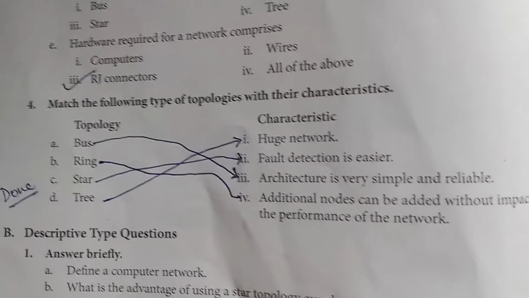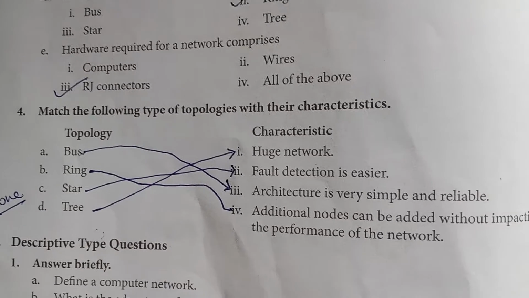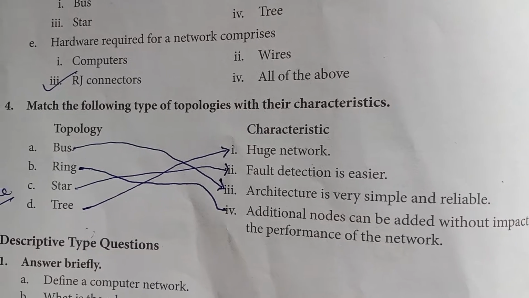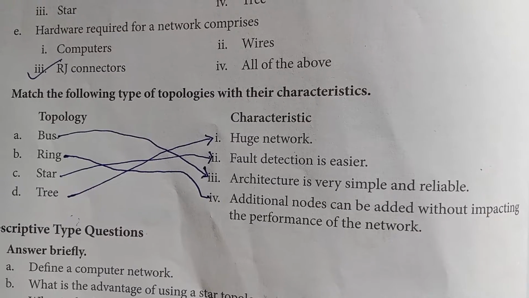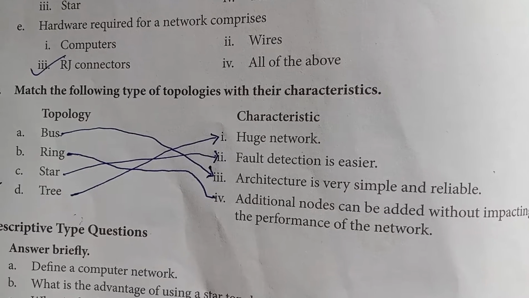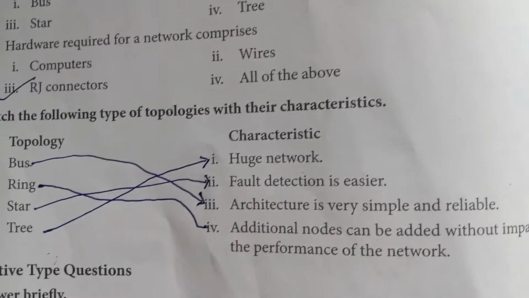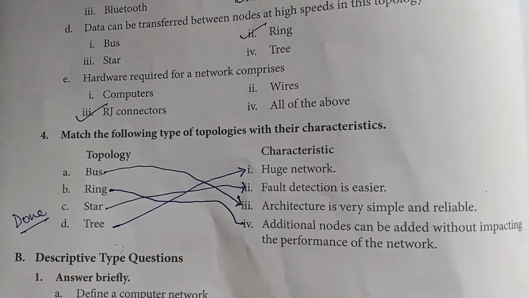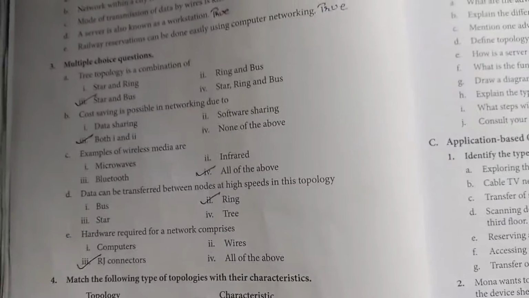Then moving forward to the match-ups: match the following topologies with their characteristics. Bus topology: the architecture is very simple and reliable. Ring topology: additional nodes can be added without impacting the performance of the network. Star topology: fault detection is easy. Tree: a huge network is called tree topology. I think all of you have done all these things in your notebook.